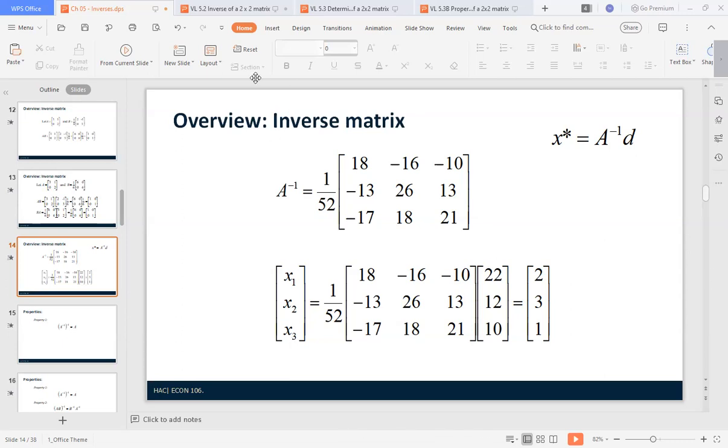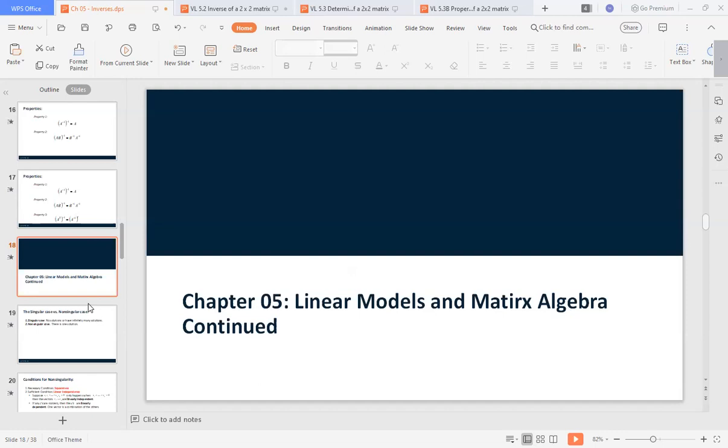If there's no question of what an inverse is, I'll go to chapter 5. For chapter 5, we have linear models and matrix algebra that is continued. This part already discussed the determinant, the rank of the matrix, linear dependence, and also Cramer's method. We also have other methods just to get the x star here.